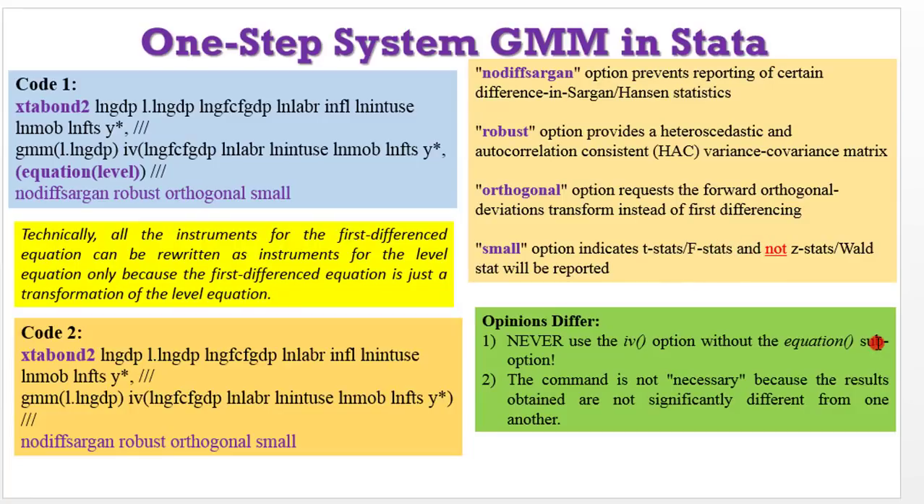I also have a note here that says that opinions actually differ as to which of these codes should be applied for system GMM. Some will say use the first code. Another school of thought will say any code is okay. This is because the results are not significantly different from one another.